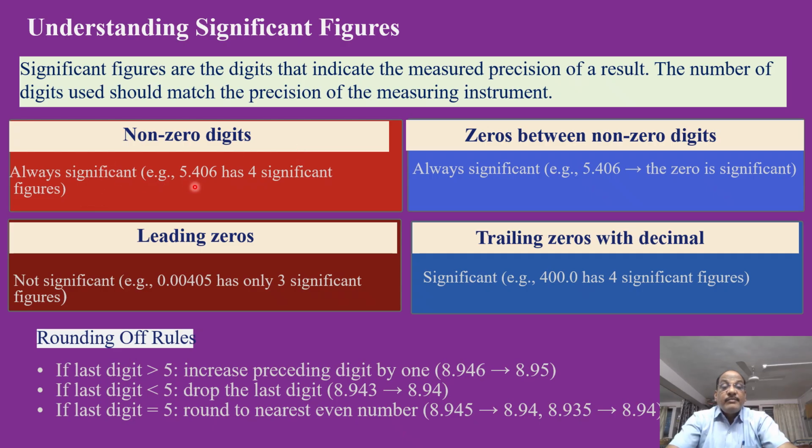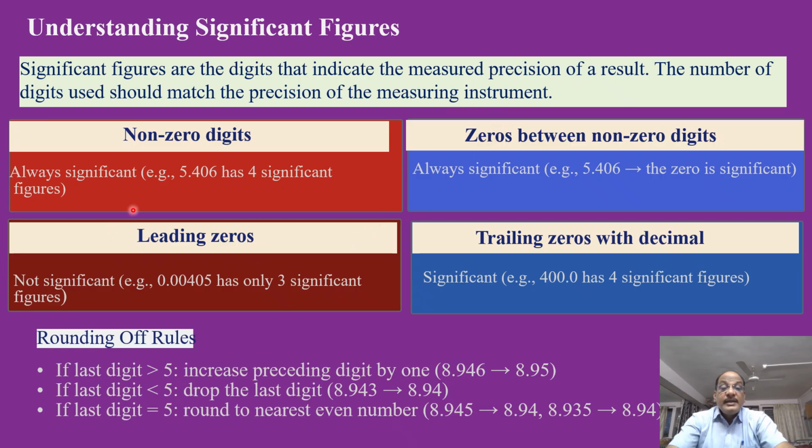For example, 5.406 has four significant figures. A zero between non-zero digits is always significant. For example, in 5.406, the zero is significant because it has some value. The zero is present between two non-zero digits, and therefore it is always significant. Again, significant figures are digits that indicate the measured precision of results, and the number of digits used should match the precision of the measuring instrument.